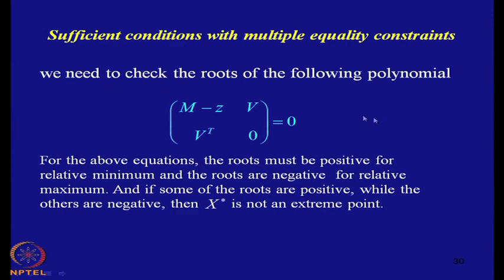This is the characteristic equation for us, and we have considered m minus z, v, vt, and if this should be 0 minus z, and if the roots of this matrix, that is the values of z, are all positive, then we can say the corresponding Hessian matrix is positive definite, and we have a relative minimum. Now, this is the alternative process, otherwise we can apply checking the sign of the minors, that will work fine for checking the positive definiteness or negative definiteness of the given Hessian matrix.